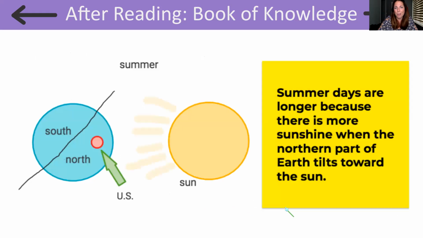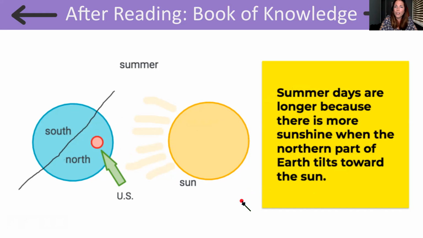After reading Why Do We Have Summer, I drew a picture of our sun. And when we have summer in the north, here's the United States, because we are tilted towards the sun. And since we're tilted towards the sun, when we have summer, the south part of the Earth has winter. So I used one of the sentence frames to write down something I learned. Summer days are longer because there is more sunshine when the northern part of Earth tilts toward the sun.